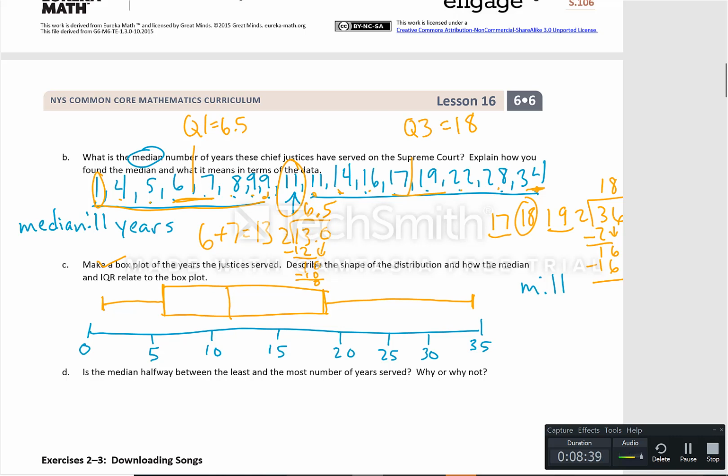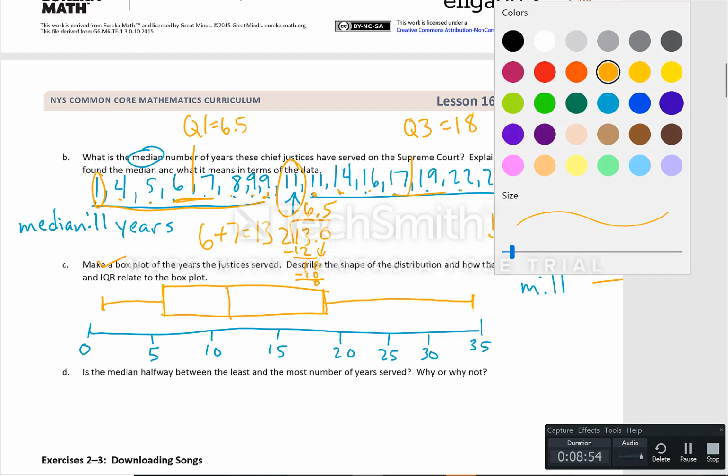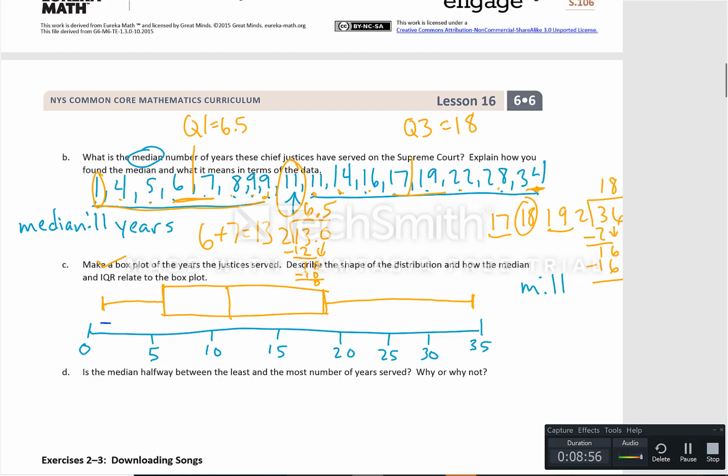Now it says describe the shape of the distribution. So my shape of the distribution seems to have more justices serving a small number of years on the lower end. So that's my shape. More justices are serving on the lower end because it is below that median.